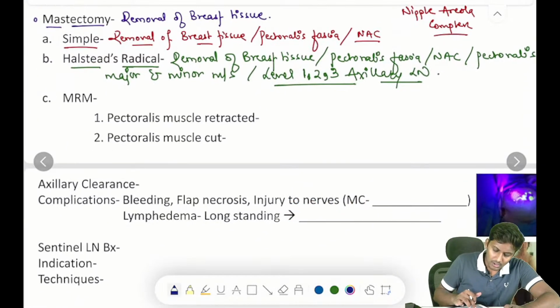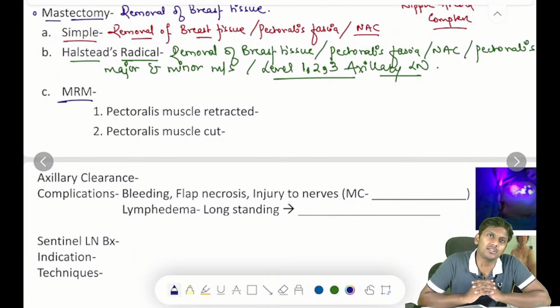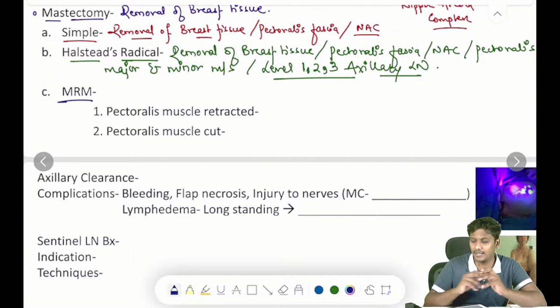Now if I talk about MRM, we thought: is it necessary to remove so many structures in every patient? Does every patient of locally advanced breast cancer need removal of all these tissues? No. So let's try to save some tissue, and therefore we came up with the modified version of Halstead's radical mastectomy. Here we are trying to save some tissue, and that is called MRM, modified radical mastectomy.